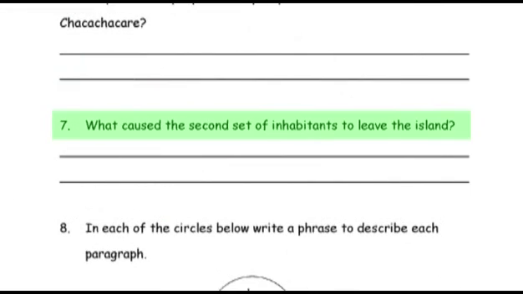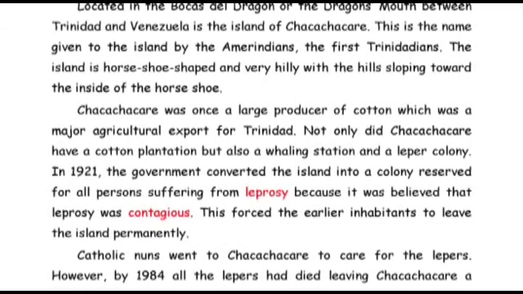Question 7. What caused the second set of inhabitants to leave the island? This question is related to question 6, so the answer might be in the same place as the last one. Let us go straight to paragraph 2, where the answer to question 6 was located, and continue scanning the passage from that paragraph to see if we can find out who the second set of inhabitants were. Remember, residents mean inhabitants, or the people who live in an area. Aha! There it is. The answer is in paragraph 3.